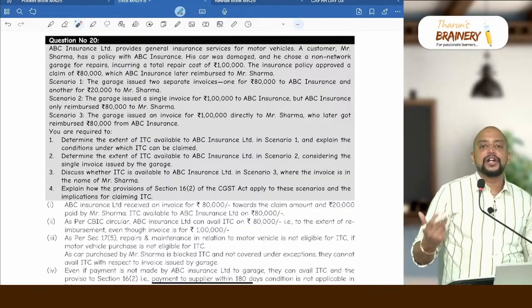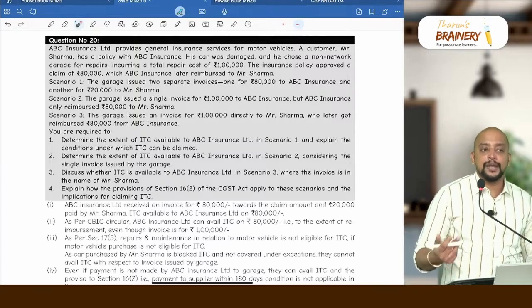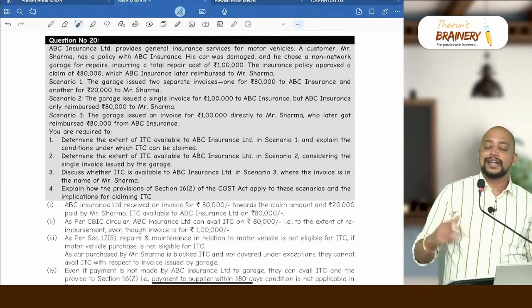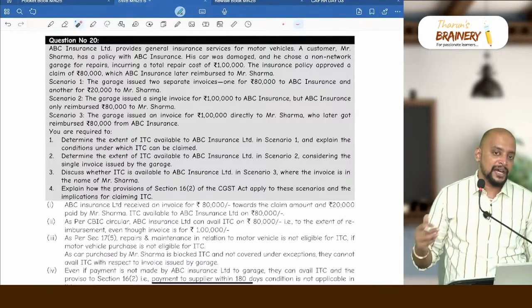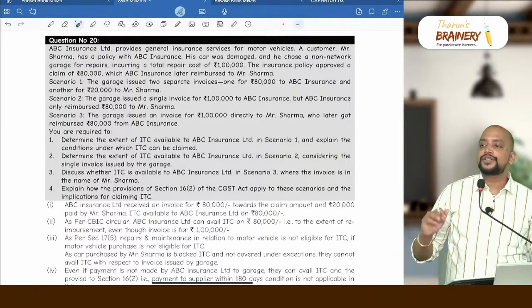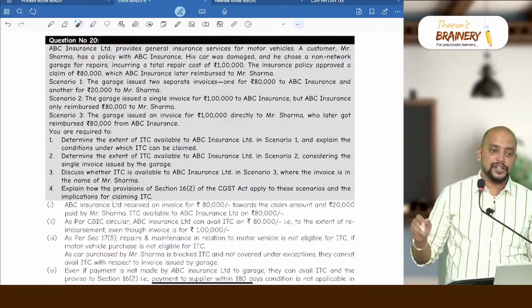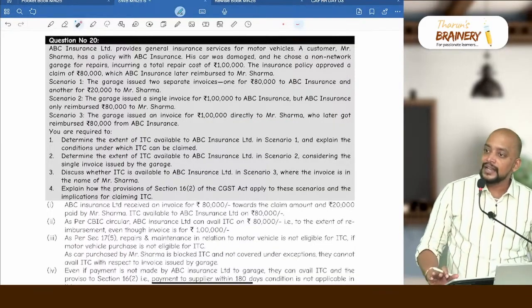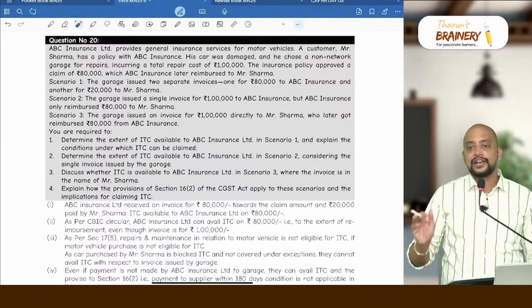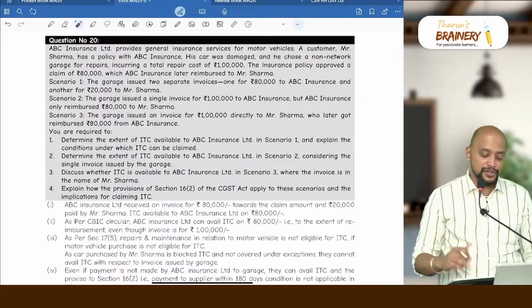In the second case, the question will not arise because the invoice is not in the name of Mr. Sharma. But in the third case, the entire 1 lakh invoice is in the name of Mr. Sharma. Can he take ITC? No, because the motor vehicle purchased is not eligible for ITC, so he cannot take ITC with respect to that 1 lakh also. Is it clear? The insurance company definitely cannot take ITC because the invoice is not in the name of the insurance company.